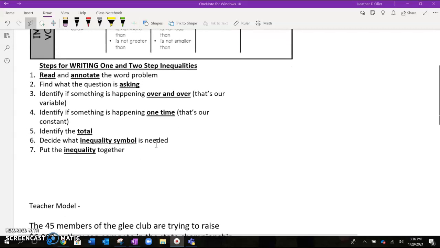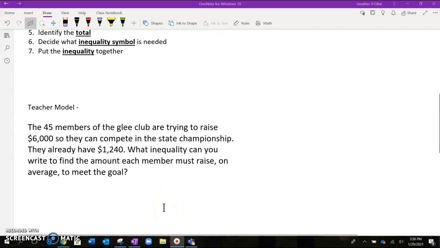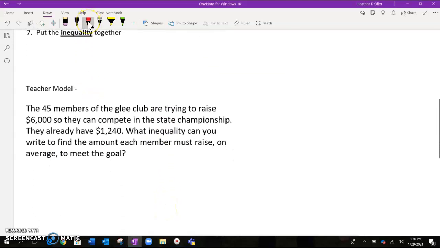So however you want to do it. And if you're going through and you decide finding the total is the easiest to start with, do that. These middle steps, those can be moved around. But I would still keep total with the inequality symbol. My piece of advice. All right, let's do it.